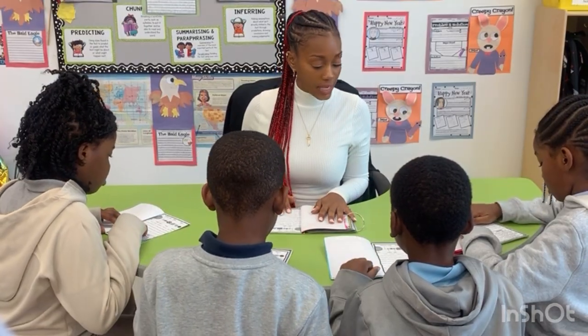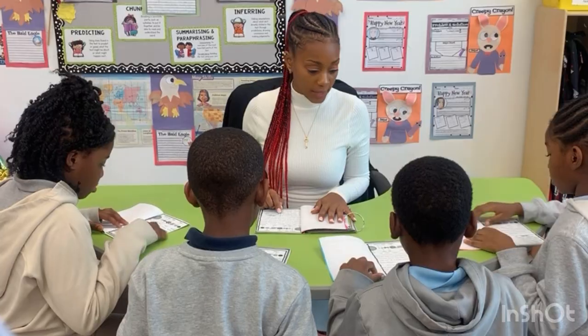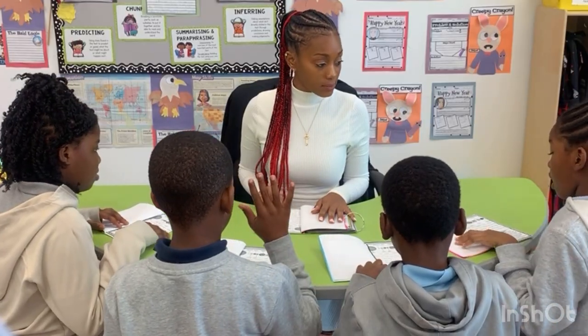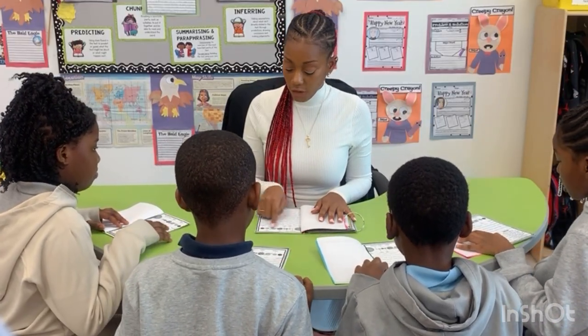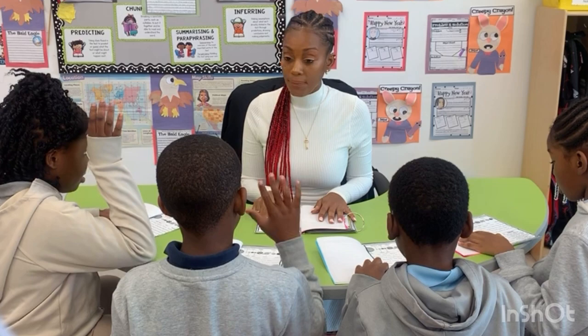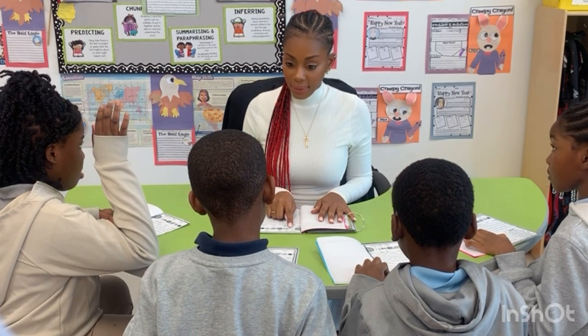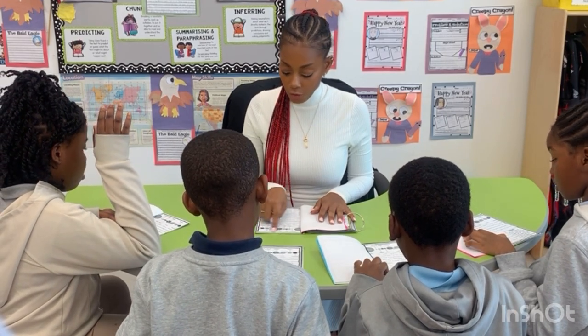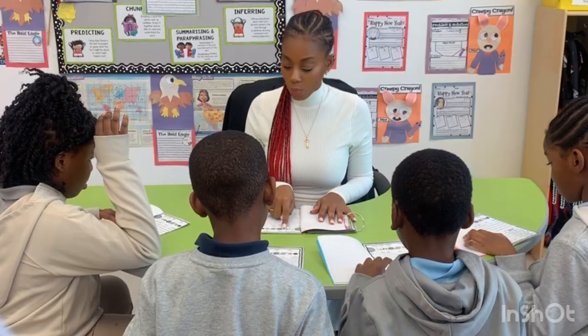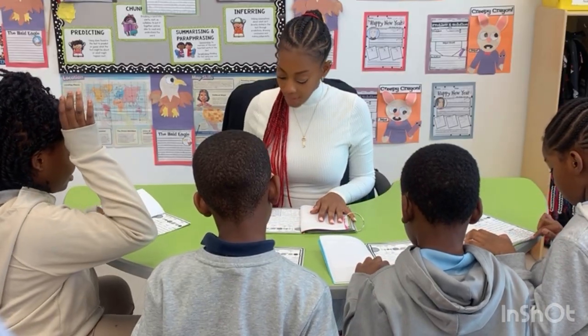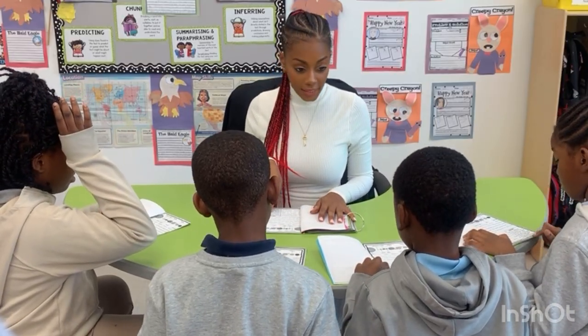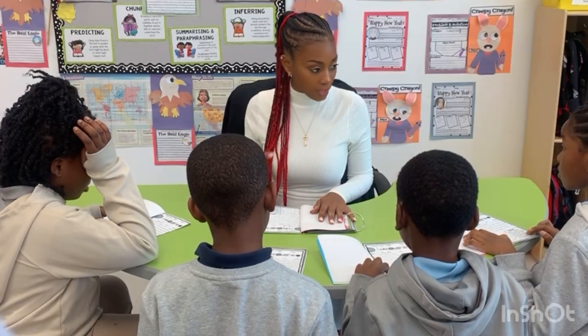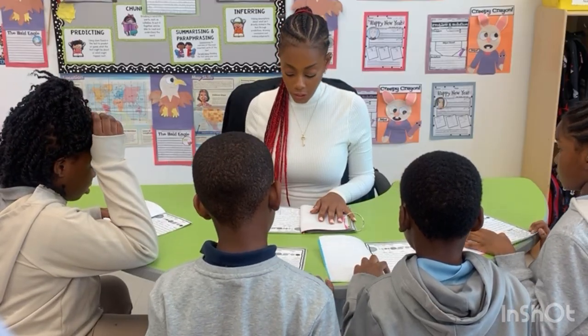What text features can you identify on this page? Yes. A picture. I see a photograph on top. Yes. A planet. But is that a text feature? The photograph itself is a text feature. What else? Yes. This is what we call a sidebar. A sidebar gives you additional information about what you're going to be reading about.